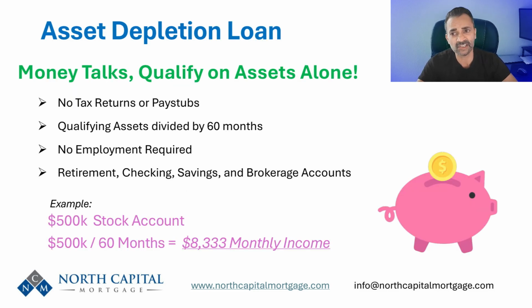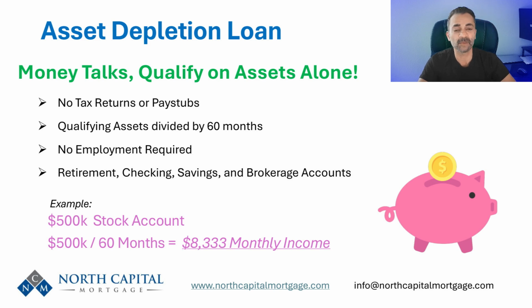Asset depletion loan. This is a very unique loan. Money talks because we're qualifying you on your assets alone. So what that means is, again, no tax returns, no pay stubs, no traditional income documentation. We're going to take your qualified assets and divide that by 60 months. Okay, so no employment even required. You could be out of a job or retired or whatever it is. So if you have qualified assets of $500,000, we're going to divide that by 60 and give you $8,300 a month in income.